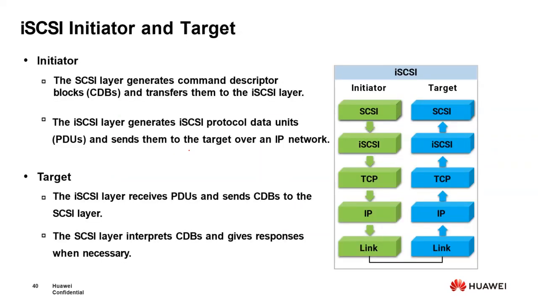The iSCSI has two different functions. That's what is called the initiator and the target. Both of them, if you check, pass through the TCP/IP layer because we are talking about the internet. So the initiator has the iSCSI layer that generates command descriptor blocks, which are also called CDBs, and transfers them to the iSCSI layer. So basically from SCSI layer to iSCSI layer, you need the CDBs. Then the iSCSI layer generates iSCSI protocol data units, also called PDUs, and sends them to the target over an IP network. So this is the initiator.